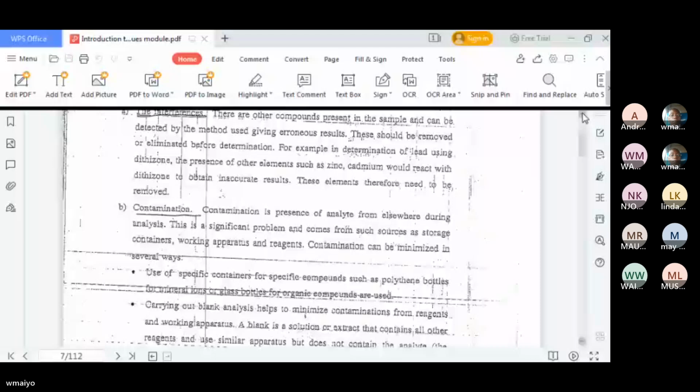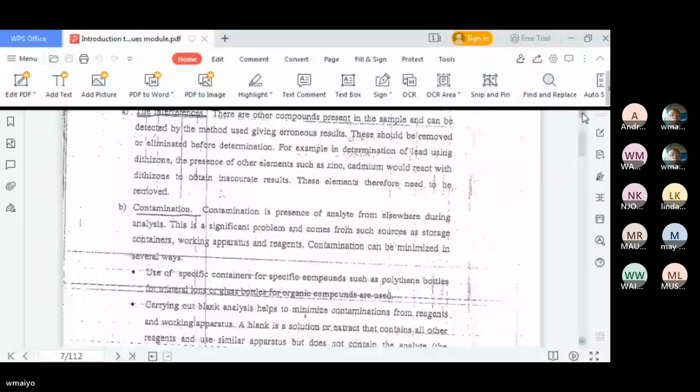You remember, when you are doing analysis, we always prepare our samples. Now, during the preparation, you have containers to store, containers to collect your sample and so on. So they can bring in the analyte, so that when you are doing the actual analysis, some part of the analyte will be coming from those sources. Again, you might be using several reagents here and there during the preparation. Those reagents might contain your analyte, and therefore it will contribute to the concentration that will be present when you do the determination.